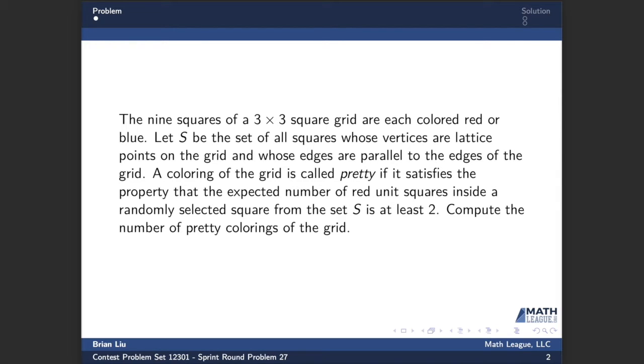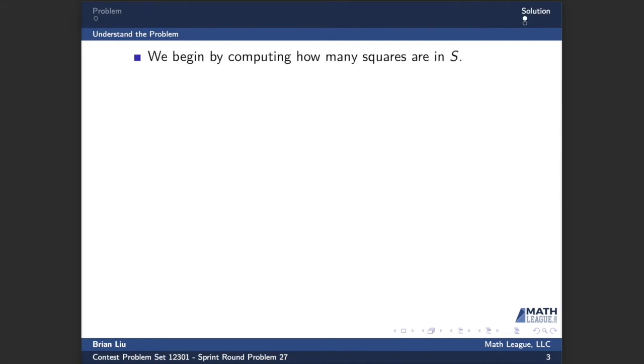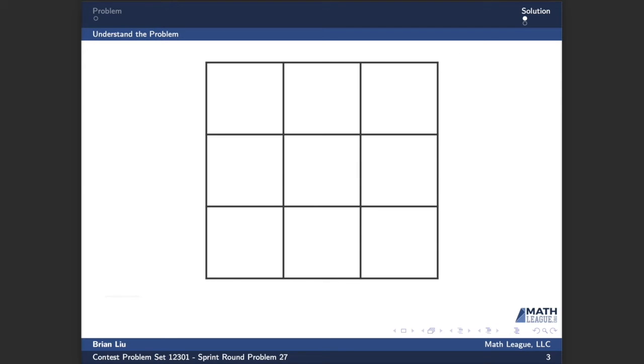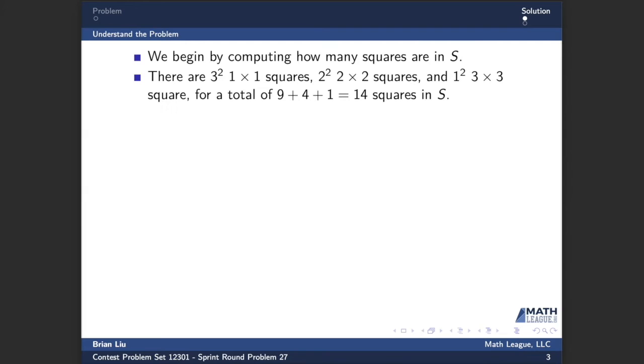So now we want to figure out how to solve it. We begin by computing how many squares there are in total in S. Right, so S we remember is the set of all squares that are axis aligned and all that. So there's 9 1x1s, 4 2x2s, and 1 3x3. We can think about where the top left corner could possibly be, and then those end up being the possibilities. So we find 14 squares.